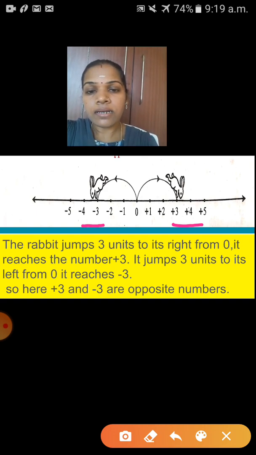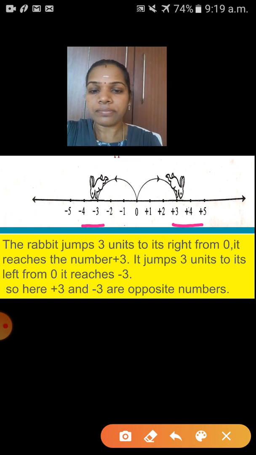So see here, children, plus 3 and minus 3. These both numbers are at the same distance from 0 but in opposite direction. So here we can say this plus 3 and minus 3, that means positive 3 and negative 3, these two numbers are opposite numbers.